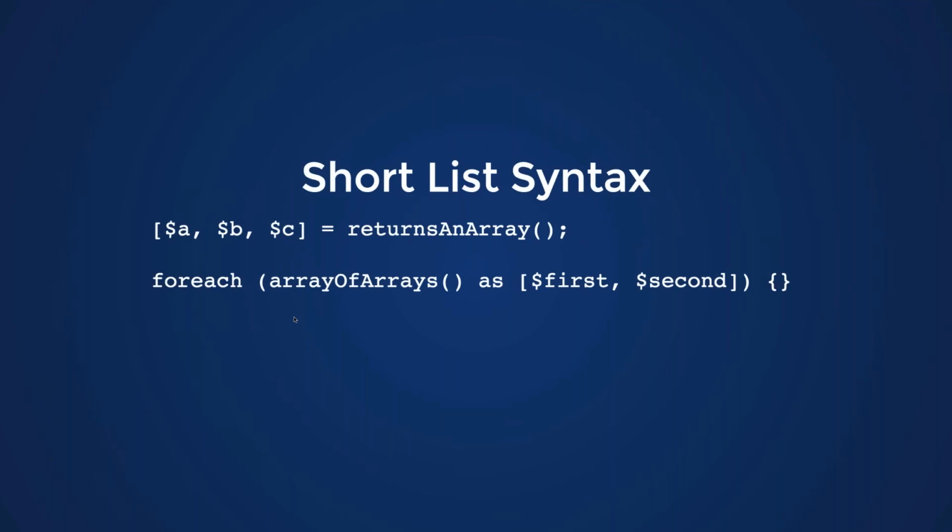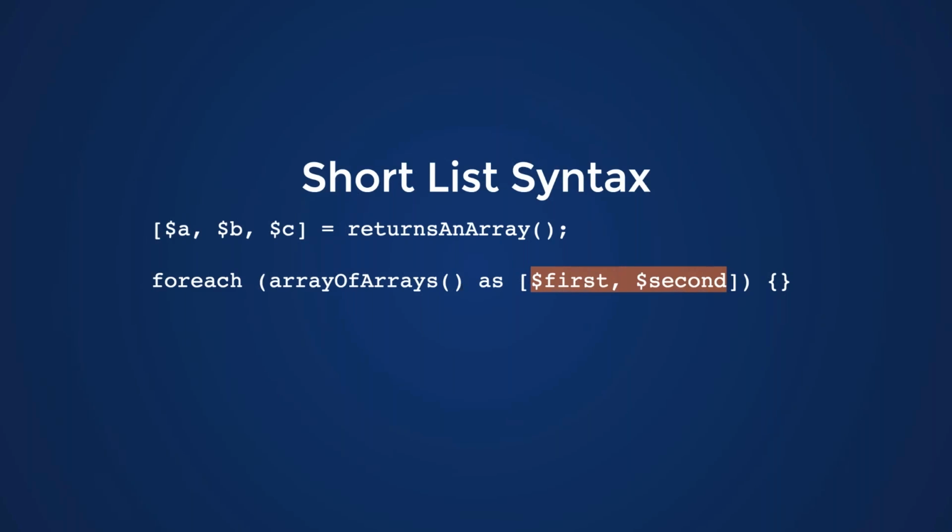And now we have short list syntax. So we did this with array back in 5.4, and now list is getting the same treatment. There are a few fun things you can do here. This is the equivalent to list A, B, C. And likewise, this is the equivalent to list first, second.